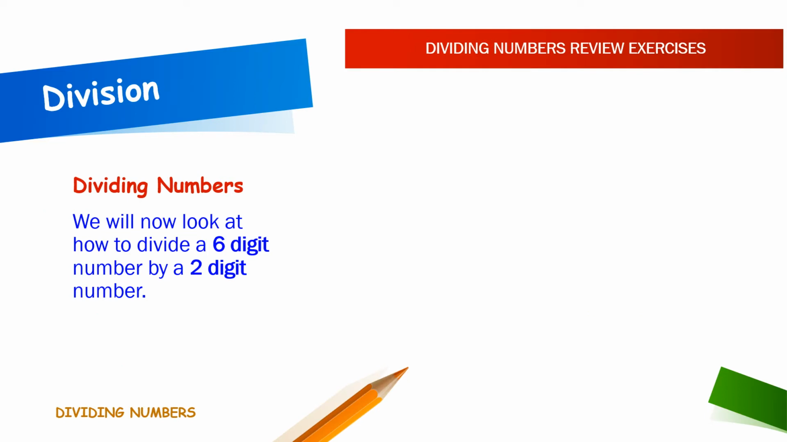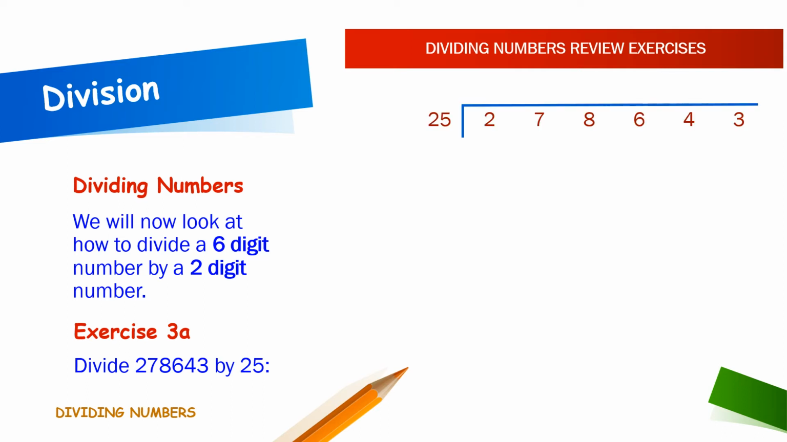We now divide a 6-digit number by a 2-digit number. So let's look at exercise 3a to illustrate this. Divide 278,643 by 25. Set up the division as shown. Begin on the leftmost end of the 6-digit number. Check how many times 25 goes into 2. Clearly, there are no 25s in 2. So we put nothing here.